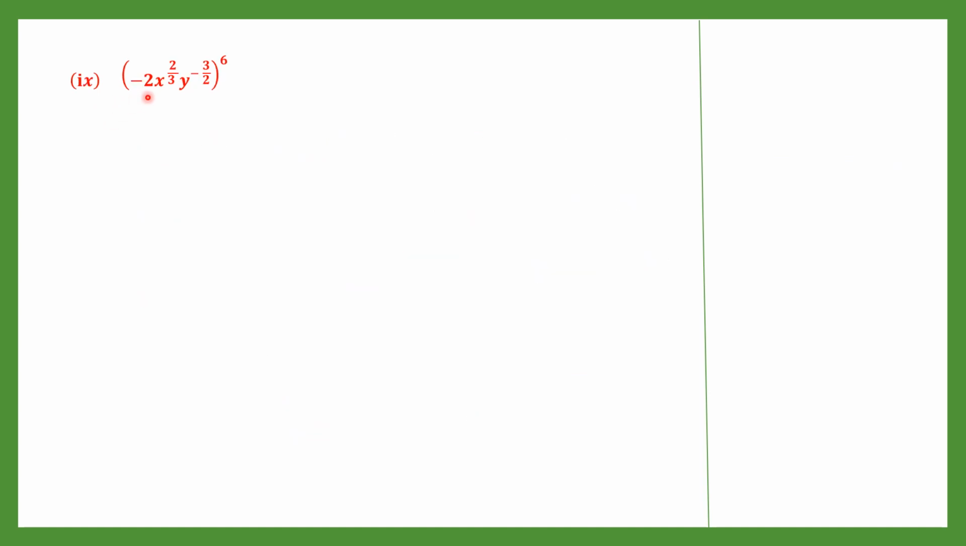Question 9, minus 2, x to the power of 2 by 3, y to the power of minus 3 by 2, the whole thing raised to the power of 6. Now let's separate each one carefully. So this is minus 2 raised to the power of 6 into x to the power of 2 by 3. This whole thing is raised to the power of 6 into y to the power of minus 3 by 2. This whole thing raised to the power of 6. So here now, when you have a negative integer raised to a power which is an even number, your answer is going to be positive. So it's going to be just plus.